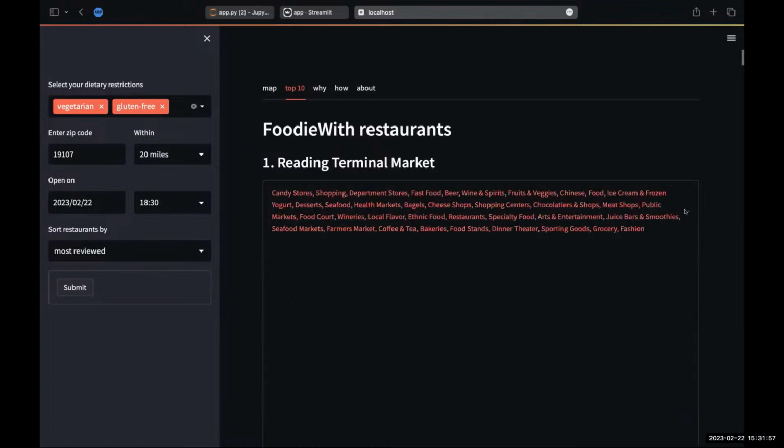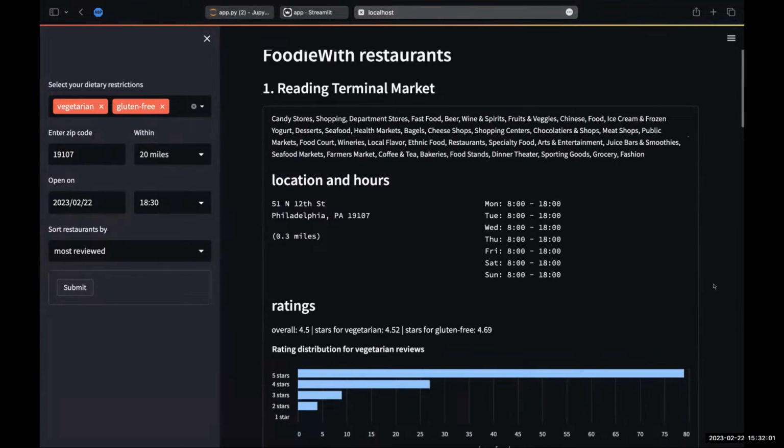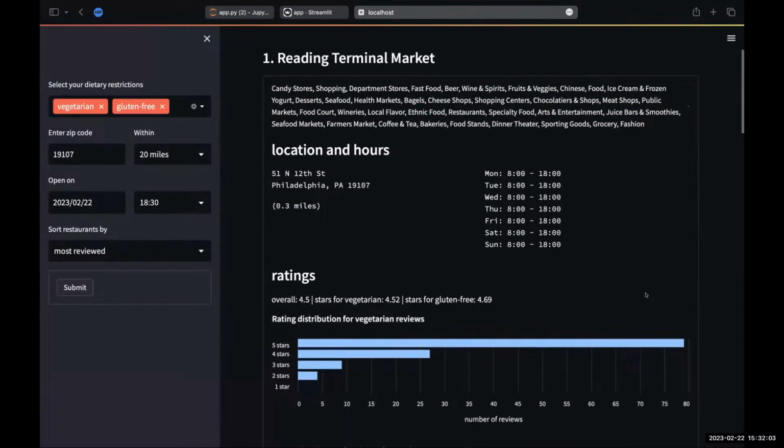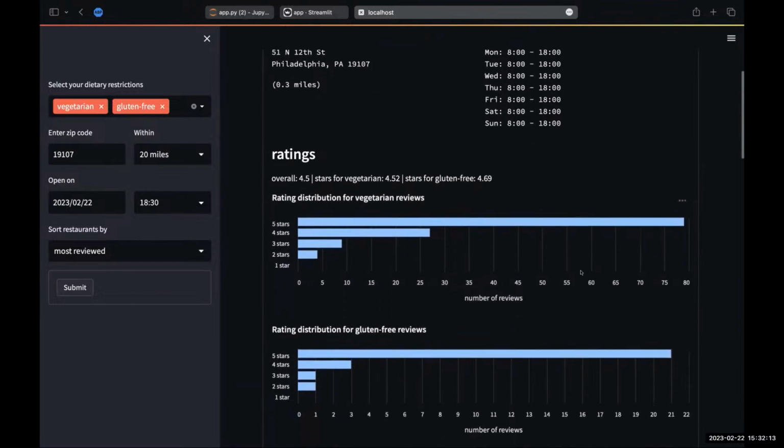And I could also expand down to learn more, so I could see the location and hours, which would help me get there on time, as well as the average rating and the average rating for each dietary restriction, and also the rating distribution graph for each dietary restriction. So I could see that it's a good fit for both vegetarian and gluten-free diners with a lot of 5-star ratings and no 1-star rating.